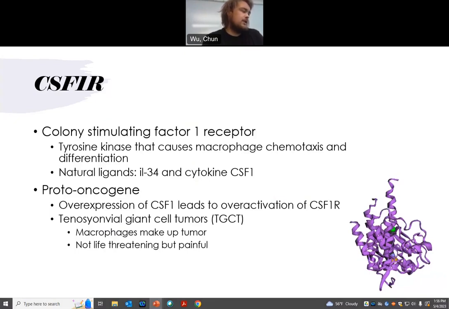is TGCT. So basically, macrophages make up this tumor. It's not really life-threatening, unless in a bad area, but it is painful.